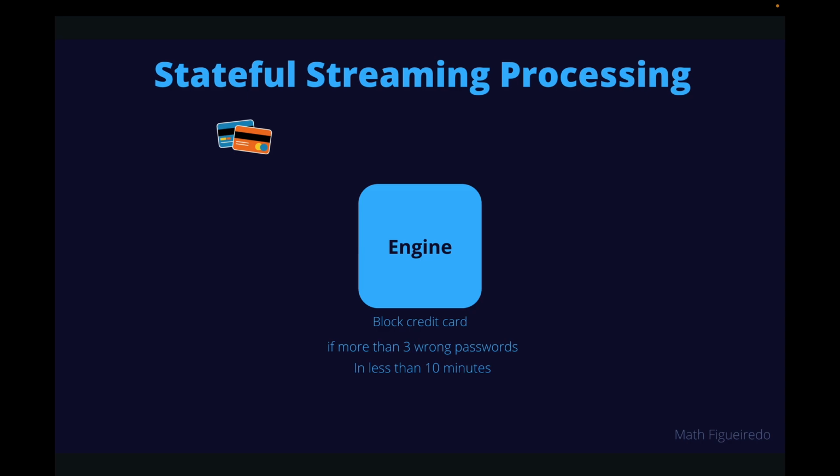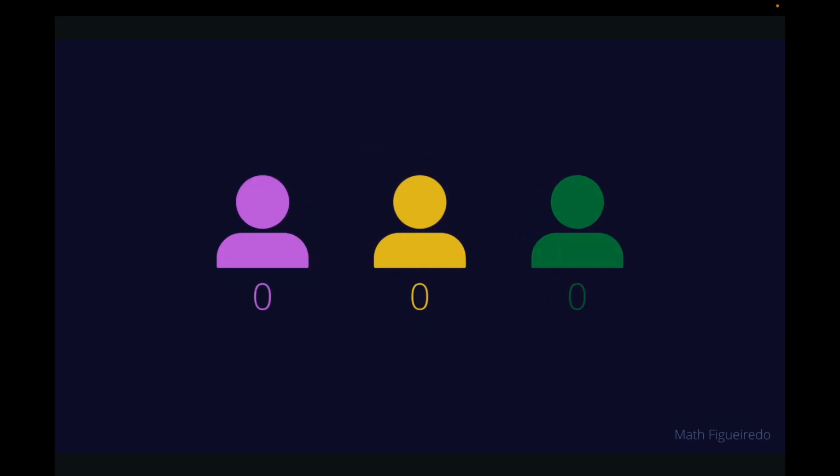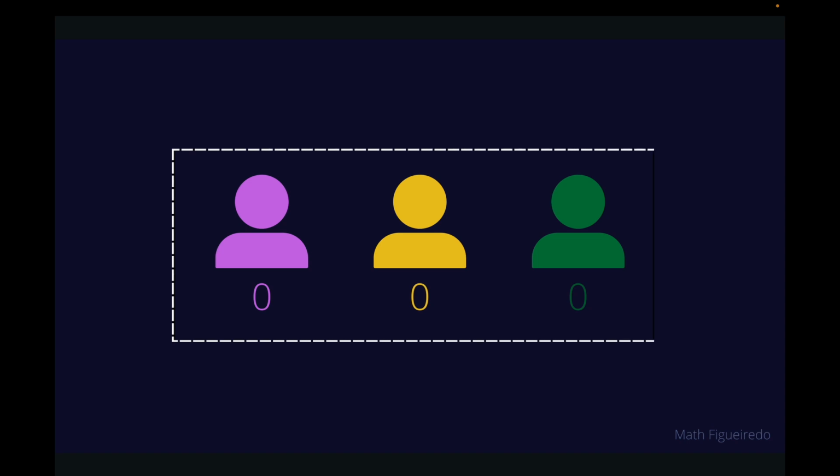Stateful processing is different than stateless processing because here the system needs to remember information from past events to process the current event correctly. This memory is what we call state. Here, we need to differentiate users and the engine must be able to identify them. Let's imagine 3 users: pink, yellow, and green. We already know we need to detect wrong passwords in a 10-minute window. Let's set all the wrong password counts to 0, and this is the state of our application. Got it? It is called the state of the application.